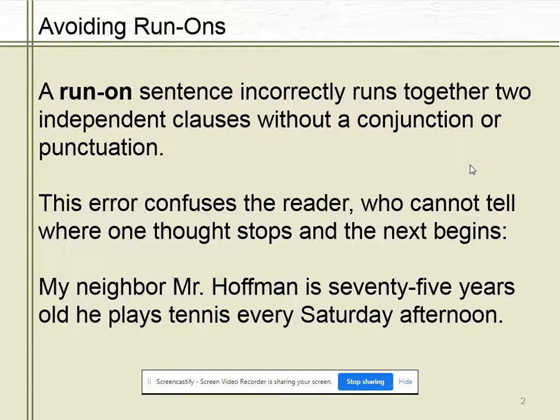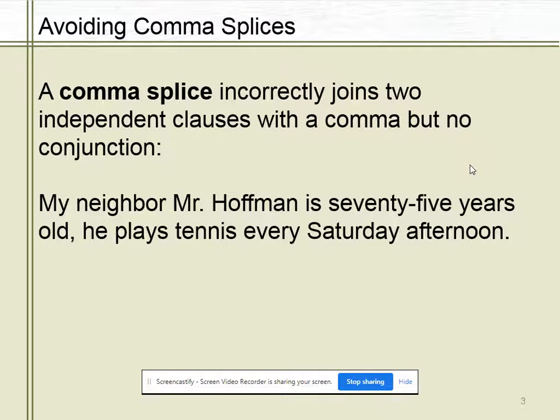We can tell that this is supposed to be two full sentences, starting with my neighbor for the first one and starting with he for the second one. But the way it's written, that makes it extremely hard for your reader to understand what you're trying to say. And clarity is the most important thing when we're writing. If we just put a comma in there between the two sentences after the word old, we put a comma before the word he, then that is called a comma splice.